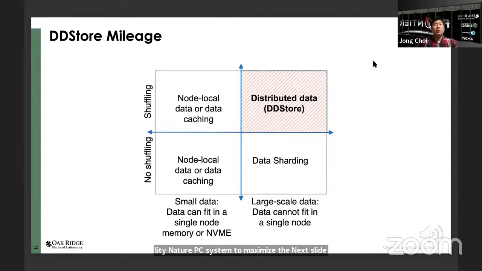So for that reason, we have developed DDStore, which is the data loading library for HydraGNN. But DDStore cannot solve every use case. If your data is small enough, using the local memory is sufficient. And also, if your training is not sensitive to global shuffling, maybe you can stick to the data sharding strategy. But if your data is too large, you cannot pull your data into a single machine, and you want to utilize distributed data training, DDStore is designed for that.